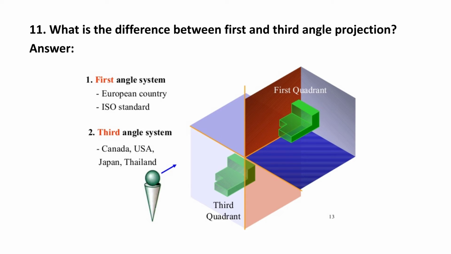So this can be understood with the help of this diagram. You can see the object is placed in the first quadrant, and the first angle system is followed by European countries, and it is also followed by the ISO standard. Whereas in the third angle projection system, the object is placed in the third quadrant. It is followed by Canada, USA, Japan and Thailand.